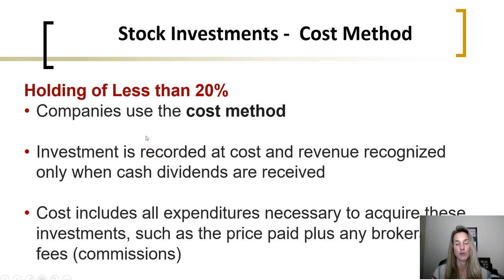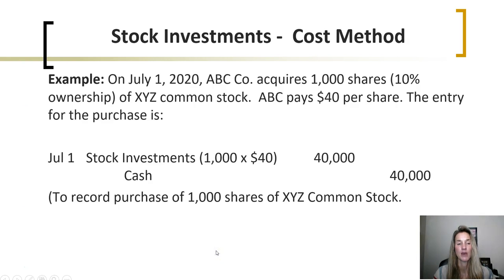When we purchase less than 20% of the other company's stock, we use the cost method, which says we record the investment at cost, and revenue is recognized only when cash dividends are received from the investment. For example, on July 1st, ABC purchases 1,000 shares, a 10% ownership of XYZ common stock. ABC will pay $40 per share for that stock. The journal entry would be to debit the asset, stock investment, for the total cost, 1,000 shares at $40 a piece, or $40,000, and credit cash for $40,000.